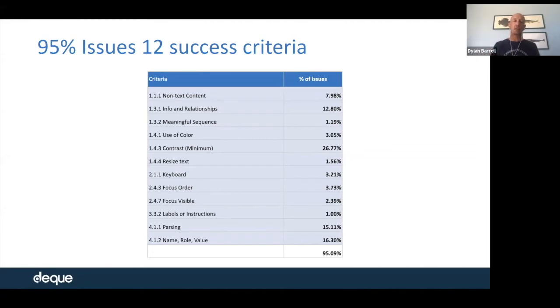And you can look at them here. There are some very familiar categories here, like color contrast, which is a very high category. Parsing is another high category. Name, role, value, non-text content, information and relationships, etc. So the message here is that in the spirit of 80-20, where you can get 80% of the benefit from 20% of the effort, if you focus your organization on becoming excellent at these 12 success criteria, you're reducing your risk by 95%.